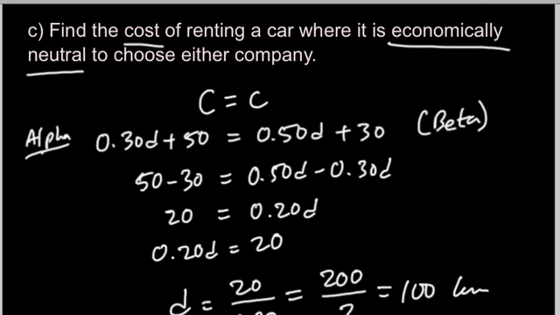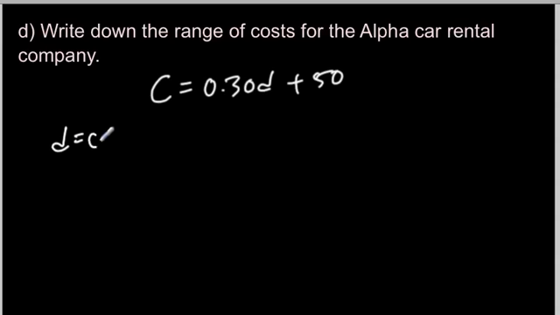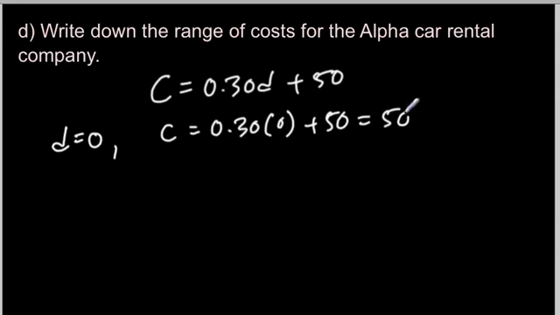For the Alpha car rental company, let's write their equation down again. C is equal to 0.30D plus 50. If you don't drive anything at all, let's say D equals 0, that means you're just starting. Then C equals 0.30 times 0 plus 50, which is equal to 50. This is the lowest cost you're going to incur. You have to pay 50 at least, even if you don't drive anything.